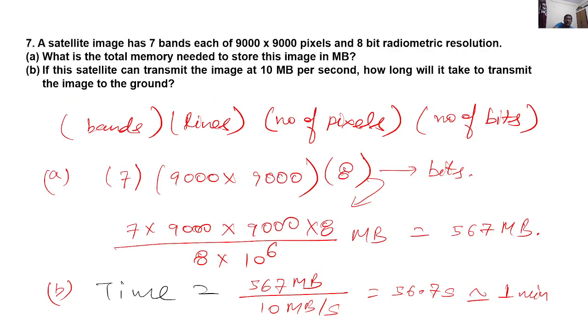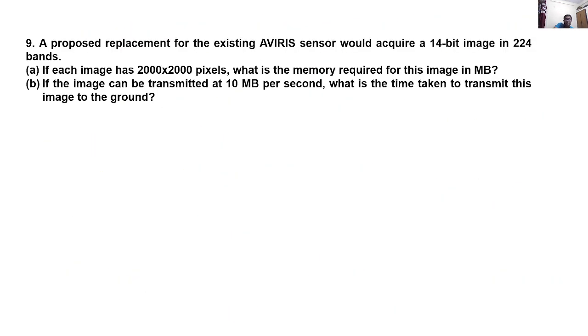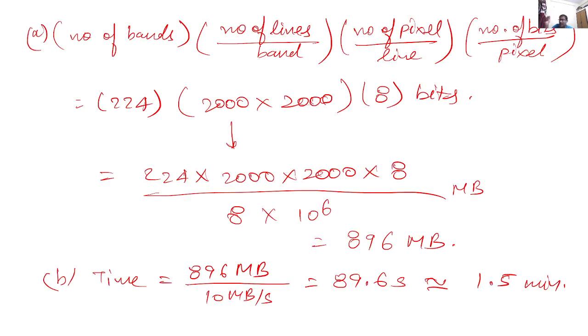It was only a 7 band satellite image. This one is a 224 band one. So of course, as you increase the bands and all the other factors remain constant, the time would also increase if the rate is the same.